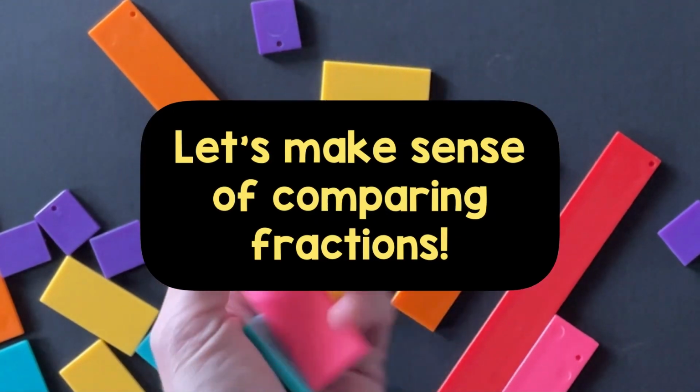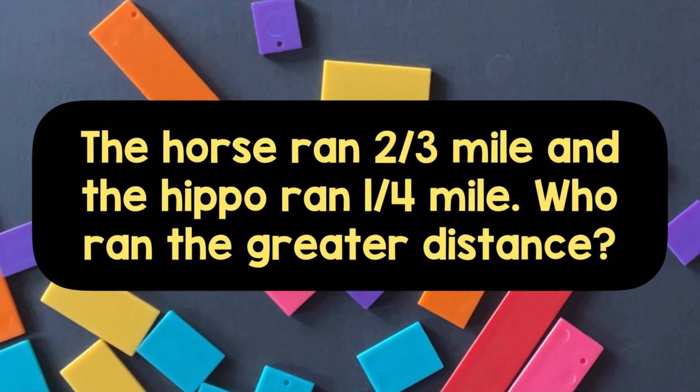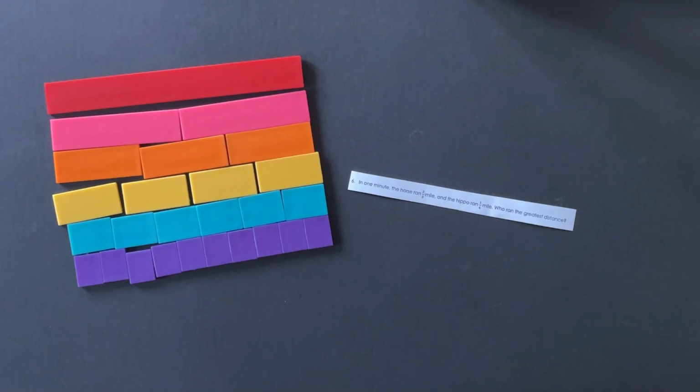Let's make sense of comparing fractions using these manipulatives and real-world context. Think about this. The horse ran 2/3 a mile and the hippo ran 1/4 mile. Who ran the greater distance? This is a kind of problem where we would hope once students have worked with fractions, they can make sense of these numbers without relying on a trick.